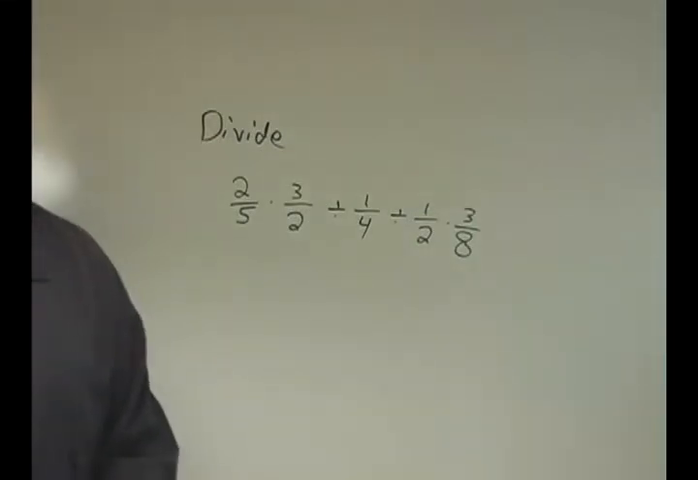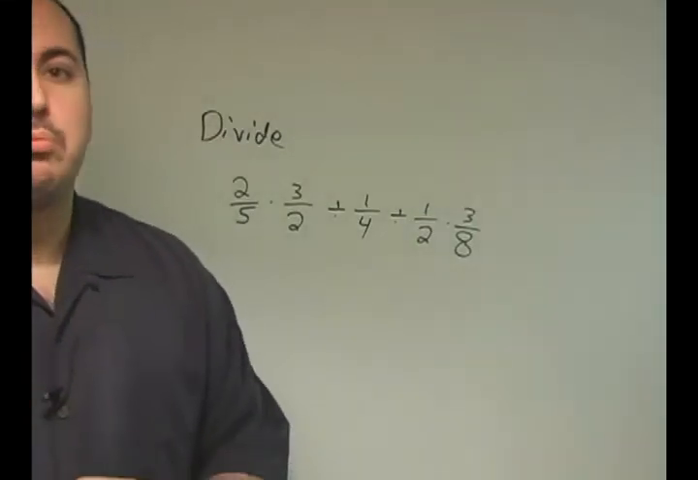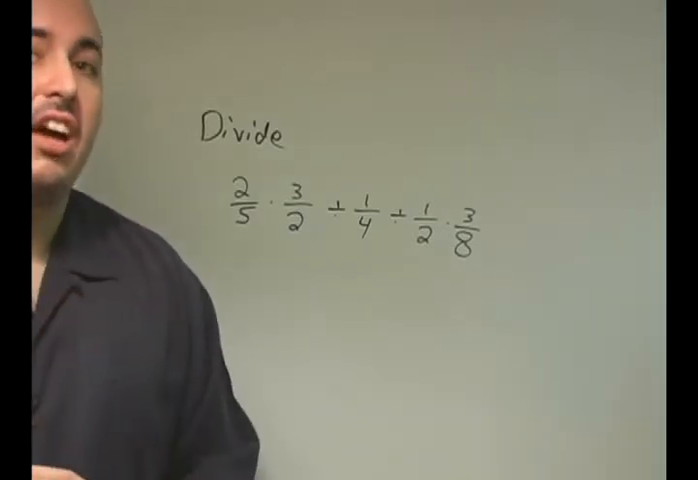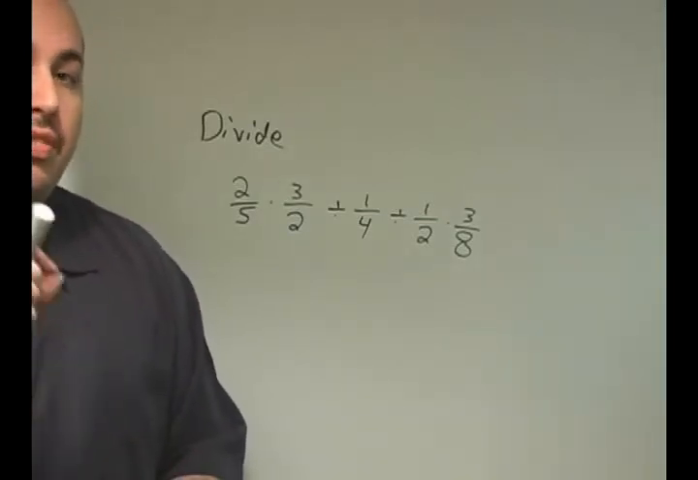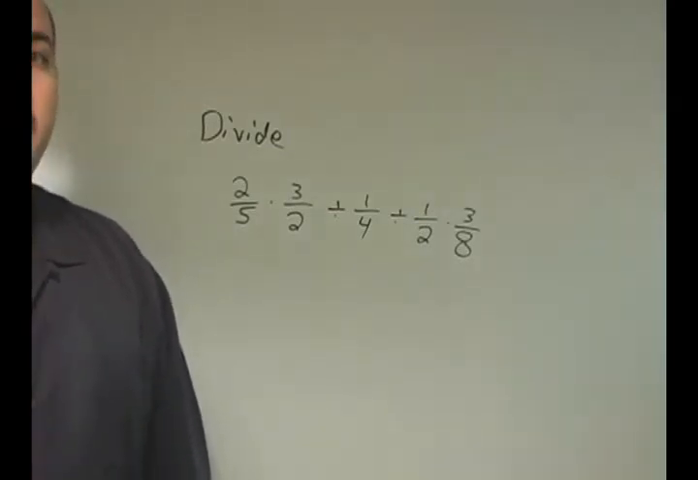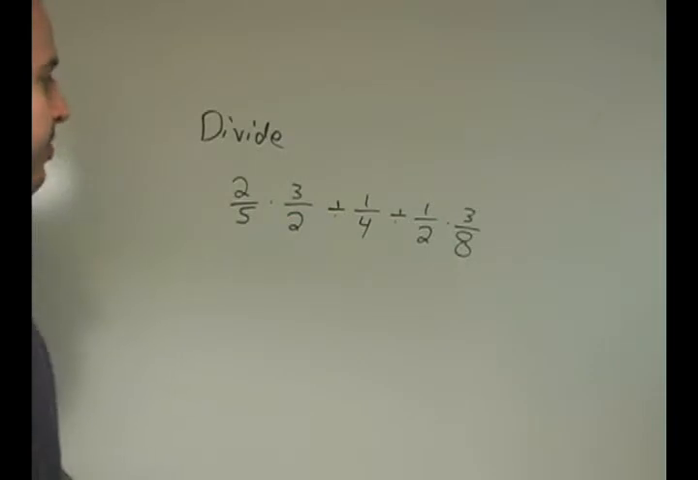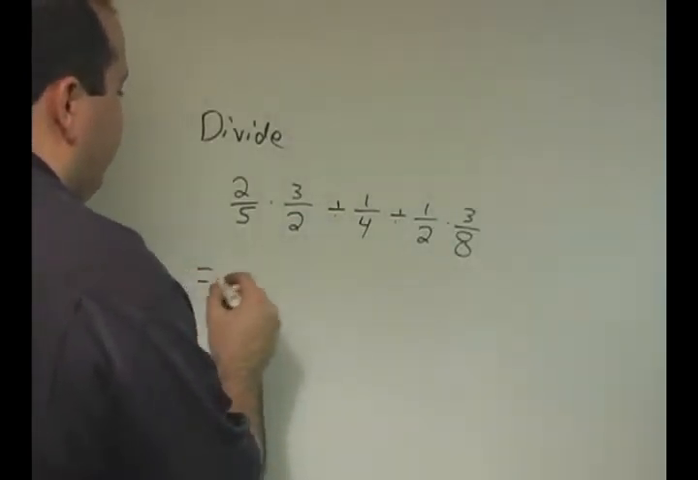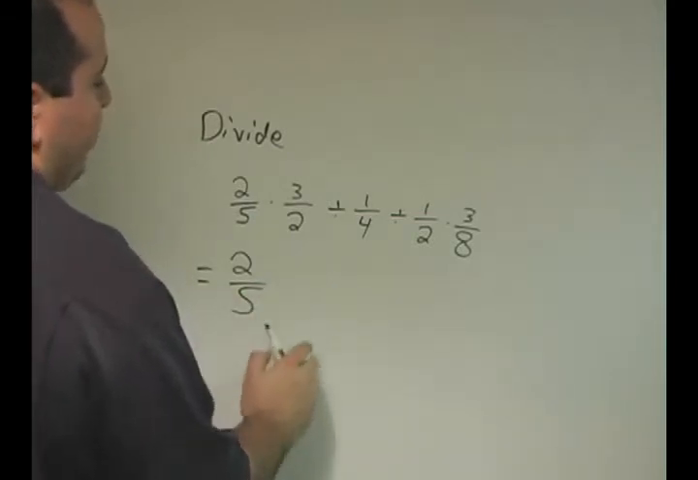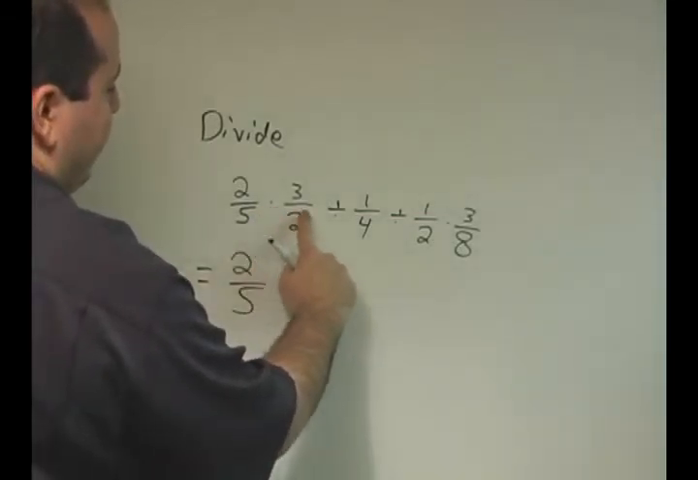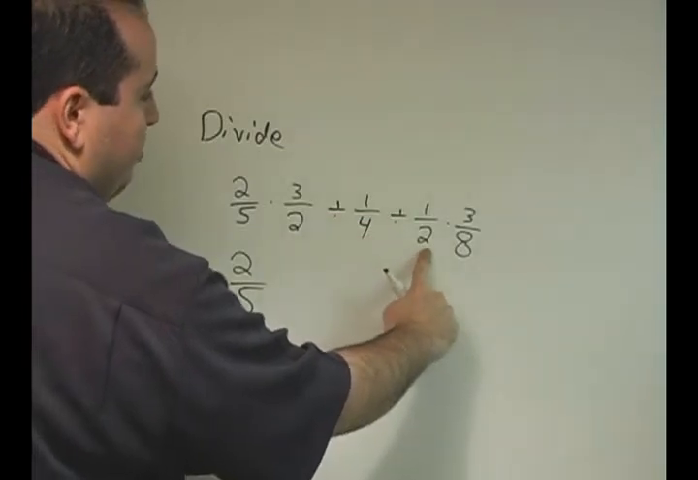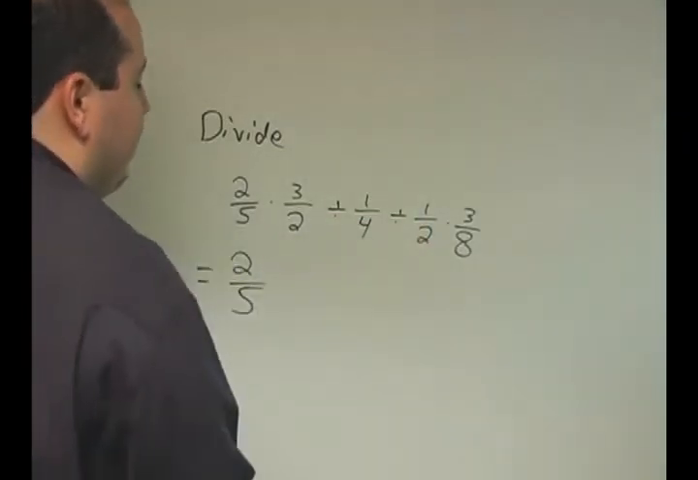Okay, I'm giving you a crazy problem here. It's a little long. But just remember the rules are the same. If you have any divide signs, you're going to flip the fraction that's right after it, and change it to a multiplication. And then once we're multiplying, the rule is multiply straight across. So what I'm going to do is rewrite the problem. I'm only going to flip the ones that have divide signs right before them. So there's no divide sign here, so that's going to stay. There's a divide sign here, so that's going to flip. There's a divide sign here, so that's going to flip. And that's going to stay because there's no divide sign there.